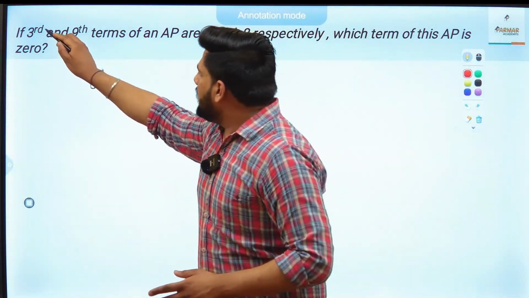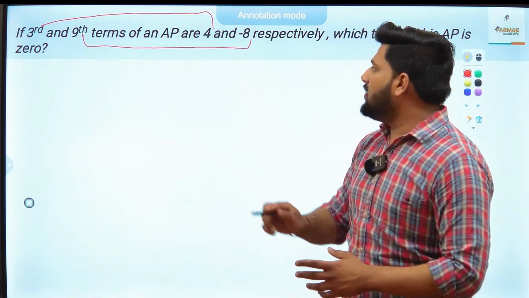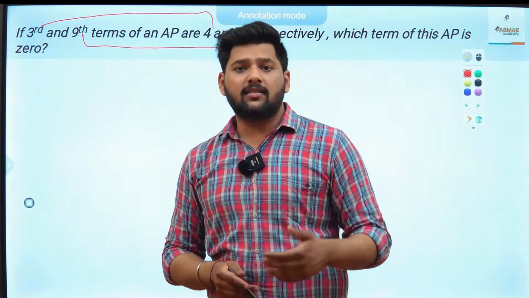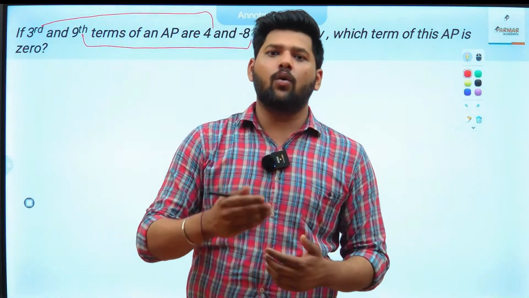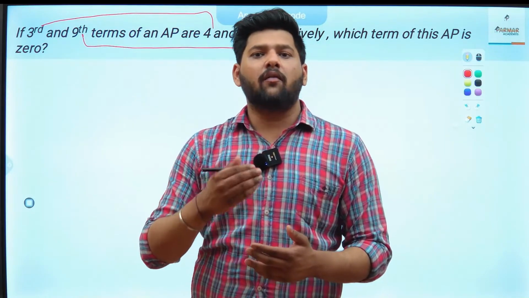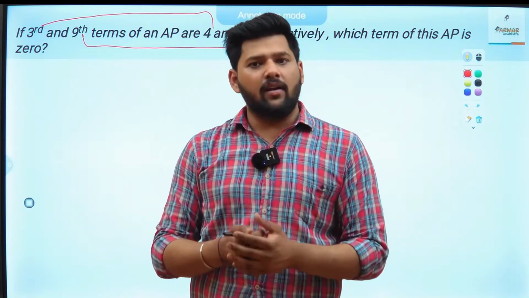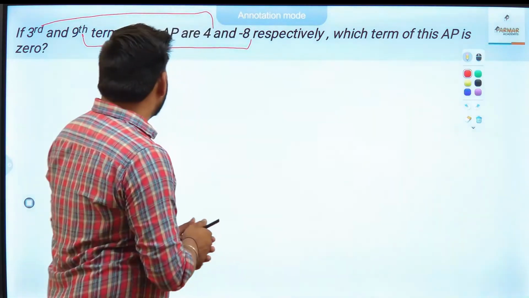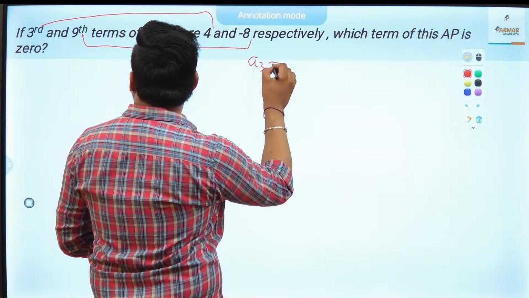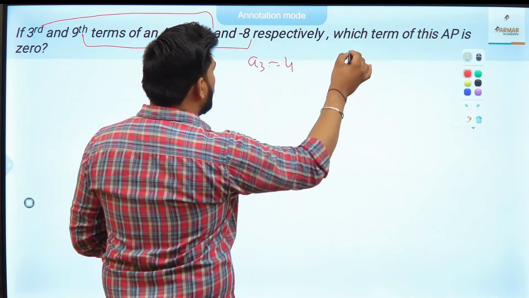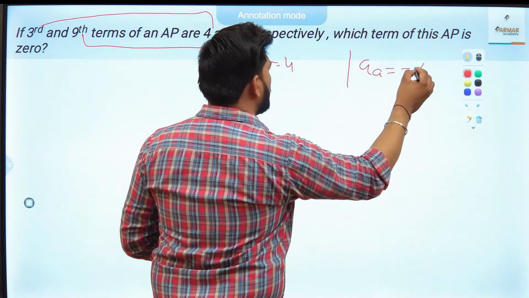We are given the third term, that is 4, and the ninth term, that is minus 8. और हमें फाइंड करना है कि इस AP की कौन सी टर्म 0 होगी. कौन सी टर्म 0 होगी मतलब किस पोजीशन पे 0 आएगा, मींस हमें n फाइंड करना है अगेन. So first of all, what is given to us, that is third term is equal to 4 and the ninth term is equal to minus 8.